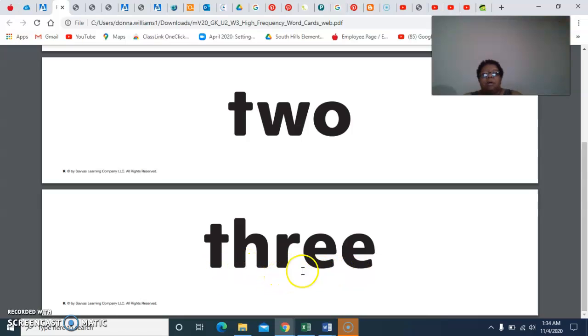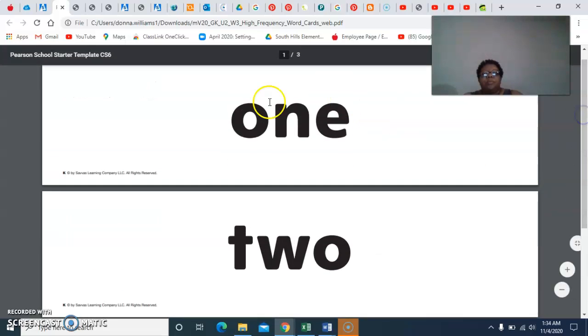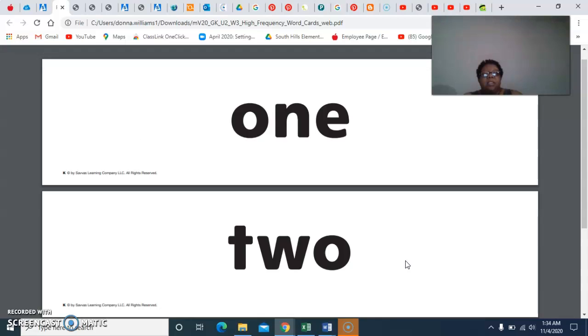THREE for 3, TWO for 2, and ONE for 1. And so these are number words. Also, we use TWO when we're writing sentences. Sometimes you write TOO, but make sure when you're talking about the number that you're using TWO.